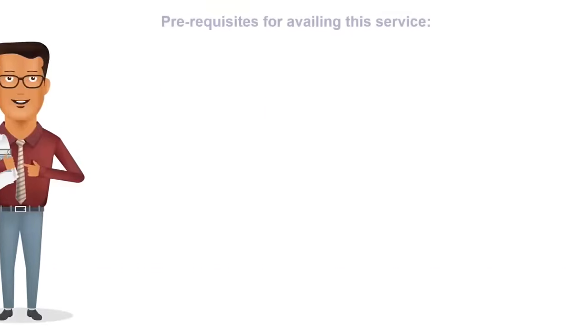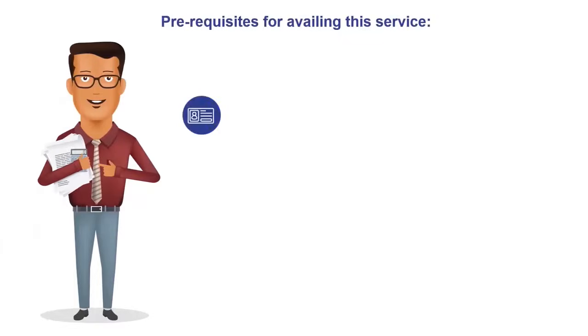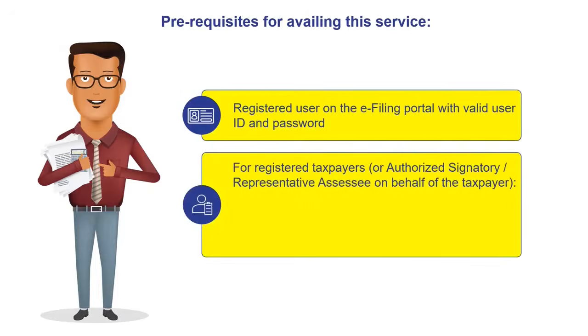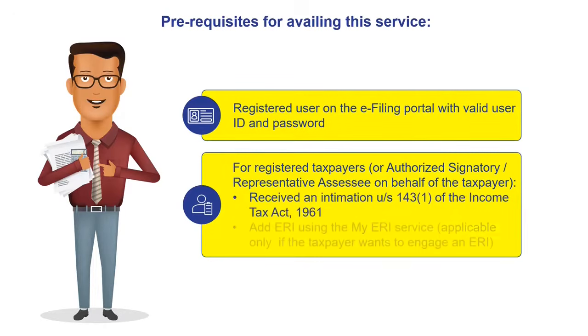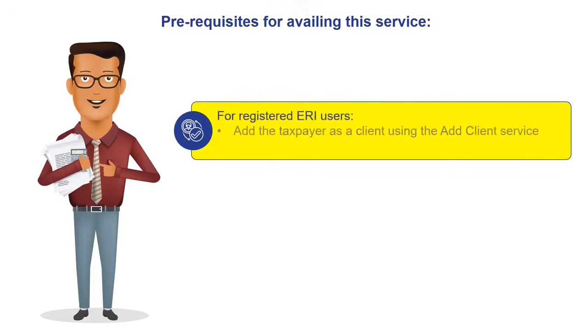Let us now look at the prerequisites of filing a rectification request for a tax credit mismatch. You should be a registered user on the e-filing portal with a valid user ID and password. Registered taxpayers, as well as authorized signatories and representative assessees, must have received an intimation under Section 143(1) of the Income Tax Act. In case the rectification request is filed by the ERI, the ERI must have been added using the My ERI service. Similarly, the ERI needs to add the taxpayer using the Add Client service and the ERI status should be active.